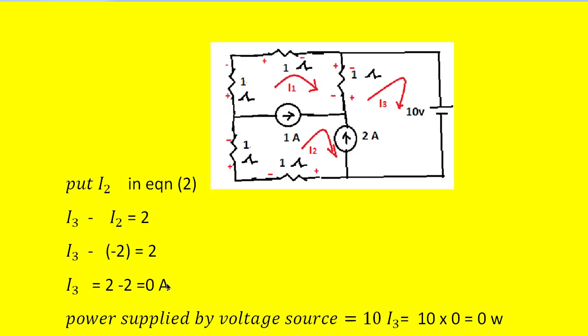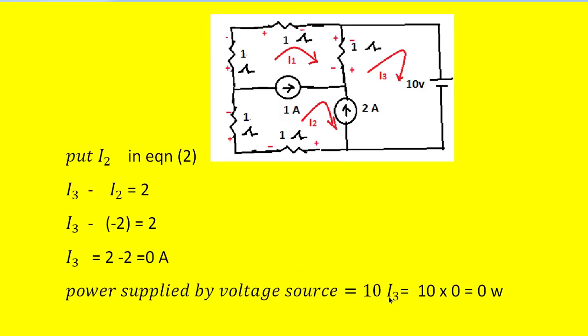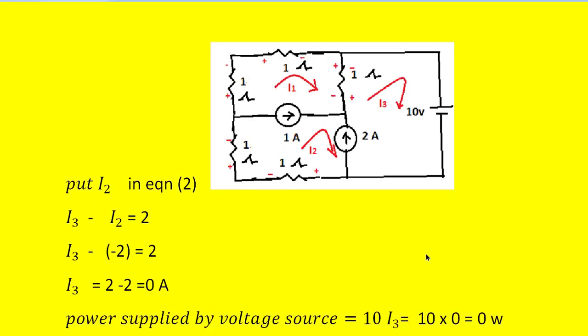So what is this I3? This I3 is nothing but the current that flows from the 10 volt source, and that 10 volt source is supplying zero current. That I3 is nothing but the current supplied by the voltage source of 10 volts. So once the current supplied by the 10 volt source is 0, then we can write the power supplied by the voltage source is equal to 10 into I3. So I3 value is 0, 10 into 0 is equal to 0 watts. So this was given as option A in the multiple choice.